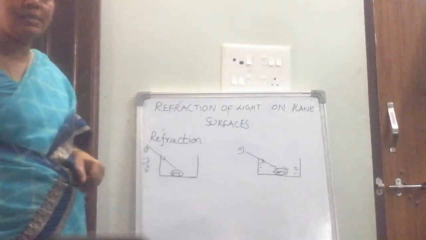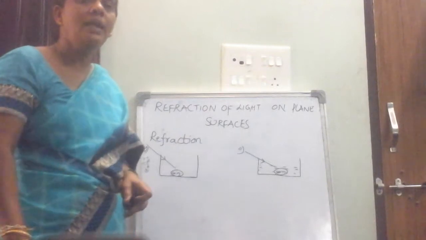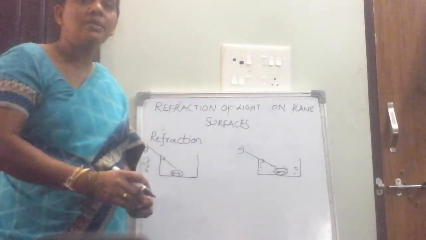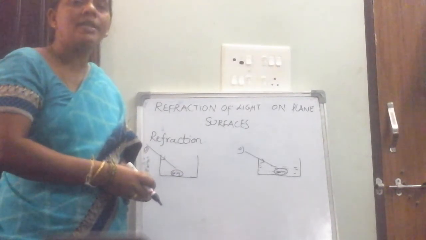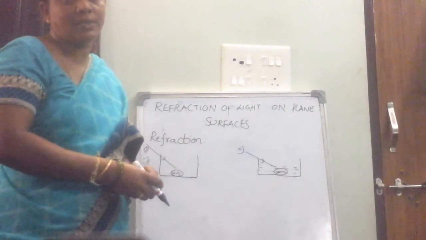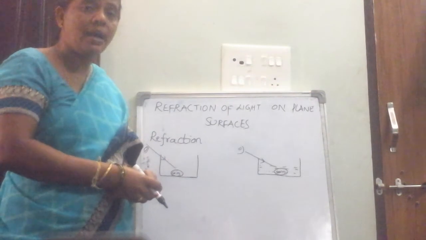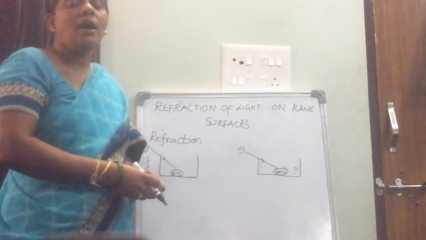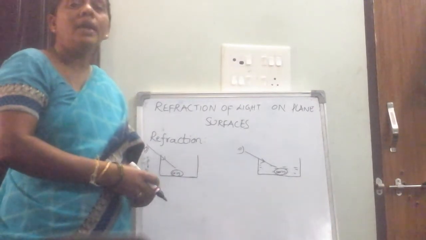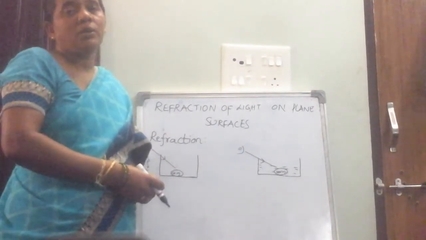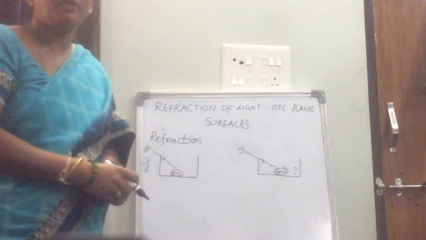What is the reason? The main reason is, according to Fermat's principle, light travelling from one point to another point takes the least possible time to cover the distance. That is called Fermat's principle. What Fermat's principle says is that light moves from one point to another taking the least time to cover the points.